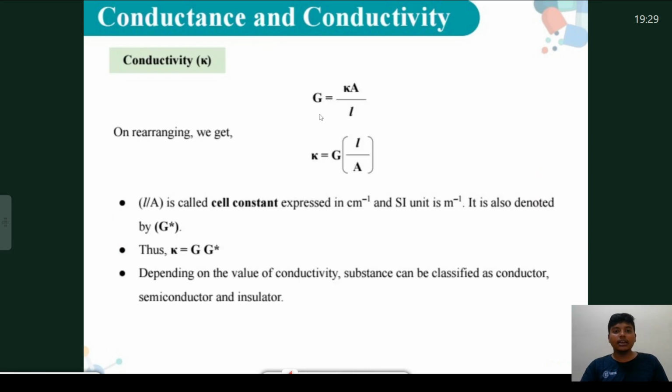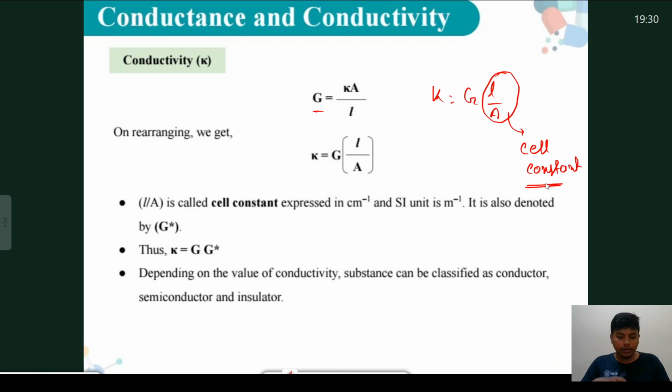Next is G is equals to K into A by L. If you rearrange, K is equals to G into L by A. Remember, this L by A is known as cell constant. Every different cell has a different cell constant value, and the cell constant unit is meter inverse. It is also denoted as G star. So kappa is equals to G into G star. Understood?